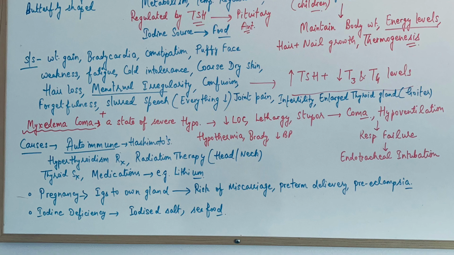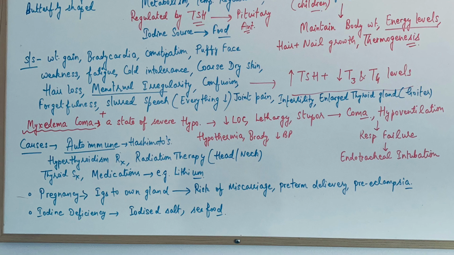And menstrual irregularities, which can lead to infertility, or confusion or forgetfulness. There will be memory loss, there will be slurred speech. So everything will go down. There will be joint pains because of impaired metabolism. And infertility, obviously, because of menstrual irregularities.